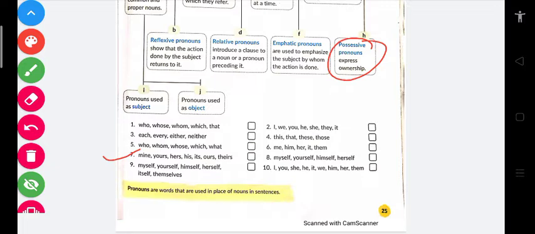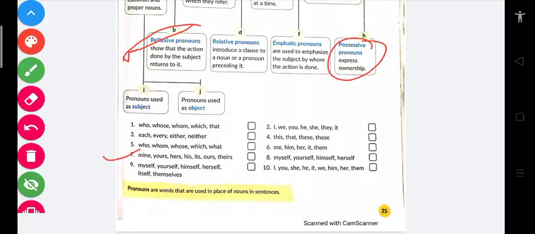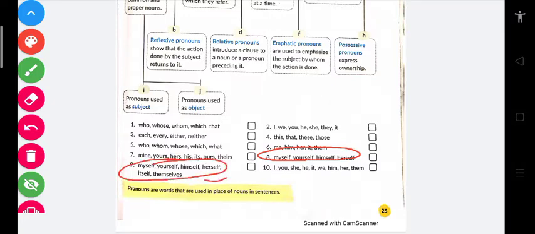Now if I talk about these two pronouns, reflexive pronouns and emphatic pronouns, these pronouns are similar kinds of things. Okay, these are used for emphasis and these are used to show the reaction, the effect of the action done by the subject to itself. Okay, so here myself, yourself, herself, himself, and again myself, yourself, himself, herself, itself, themselves, these both are the examples of reflexive and emphatic pronouns. Clear?